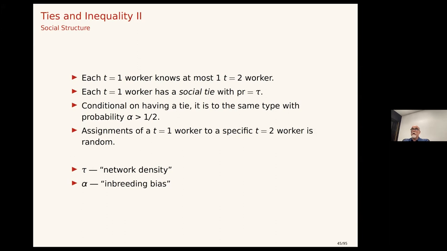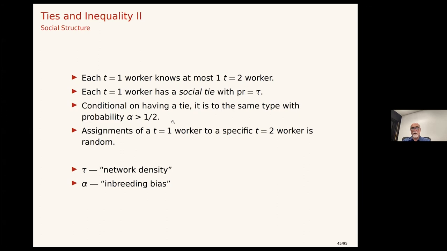So every time one worker knows at most one time two worker. It could be the case, however, that some time two workers know more than one time one worker, all right? Because you get the random draw of the time two guys. Well, one worker could have been chosen twice. I have a feeling this model is simpler if you get rid of that and you assume that there's a matching, but I haven't actually worked that out yet. I should do that sometime.